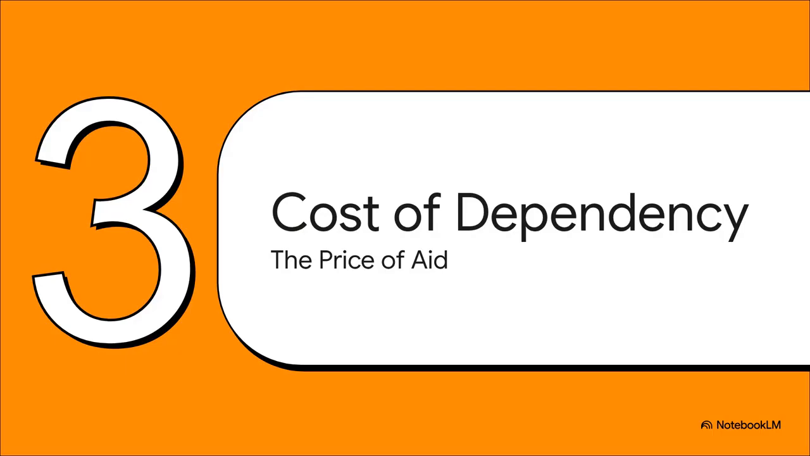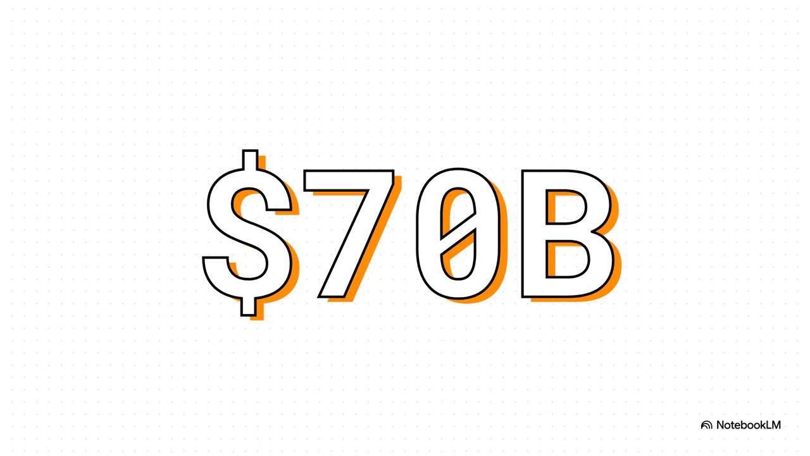Section 3. The cost of dependency, the price of foreign aid. So you might be wondering, what actually happens when a periphery state relies on a core state for decades? Well, Pakistan has received roughly $70 billion in total U.S. foreign aid since its independence. And sure, that sounds great on paper, but it created a deep, systemic reliance on American subsidies. It tied Pakistan's economic stability right to Washington's strategic goals.